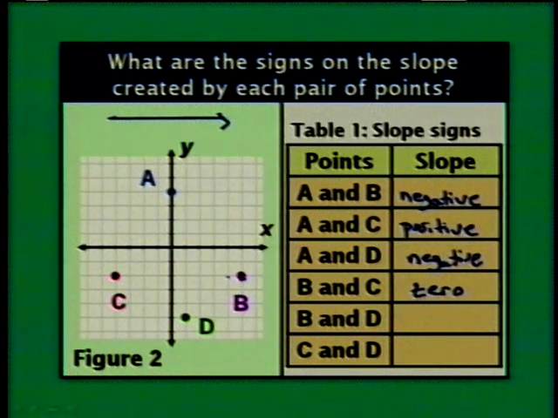How about if I connect B to D? Well, we're doing this thing again where I actually drew the line from right to left. But when I consider the sign on the slope, I have to look at the line from left to right. And from left to right, this line increases. This line has a positive slope. How about when I connect C and D? From left to right, the line decreases. So the line has a negative slope.